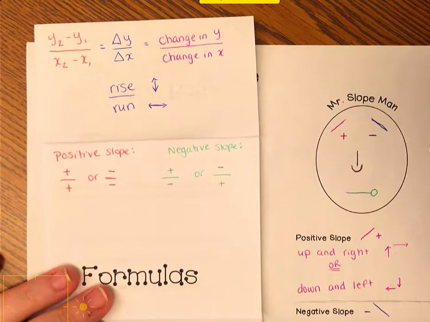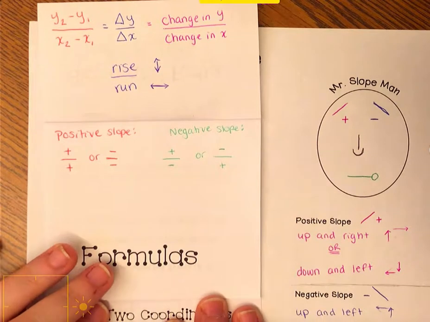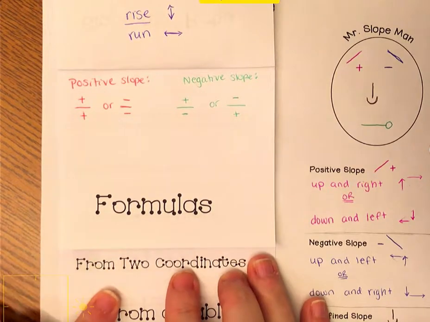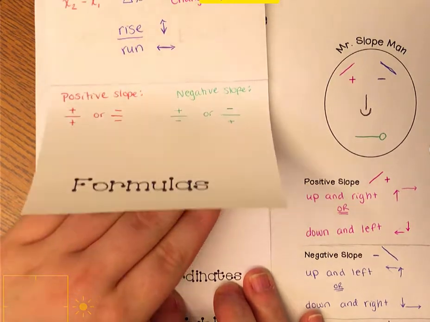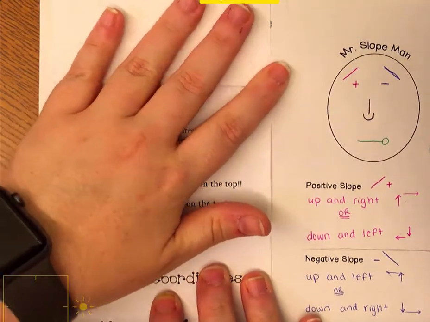Now we're going to do a couple of examples just to find the slope using 2 coordinates. So from 2 coordinates, we're going to find the slope using these formulas. So I'm going to fold this up.